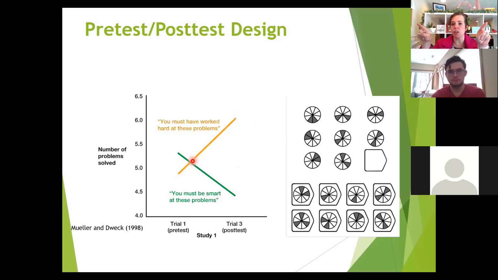The difference in where their scores ended up landing in the post-test must be due to the type of praise they received, because everything else was the same. Okay. So this is the advantage of a pre-test, post-test design: it allows you far better comparison.